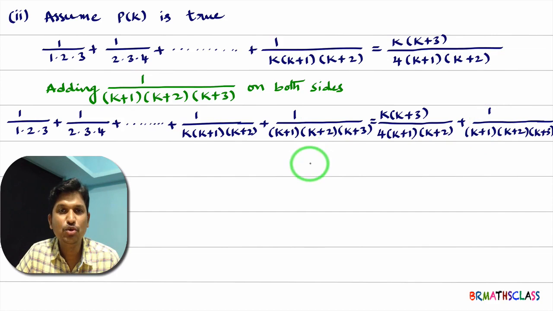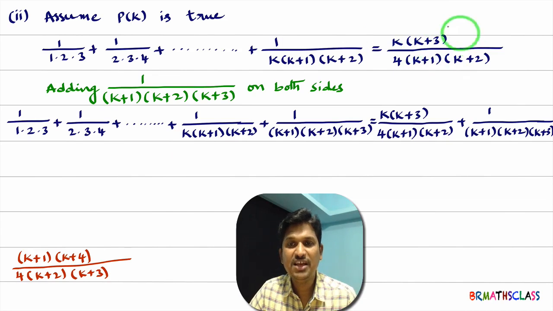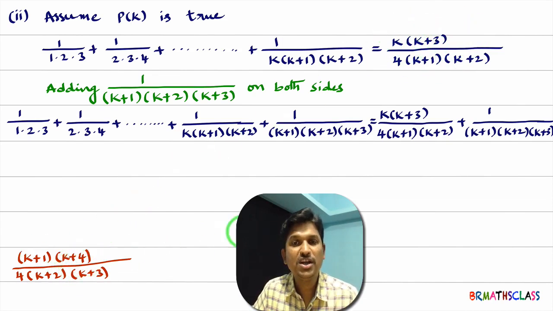Now, what is our intention? We are trying to prove P of k plus 1 is true. It is important to keep in your mind what is P of k plus 1. In this statement, in place of k, if you write k plus 1, then you will get P of k plus 1. So after simplifying this right hand side part, I am trying to get the RHS of P of k plus 1, this one.